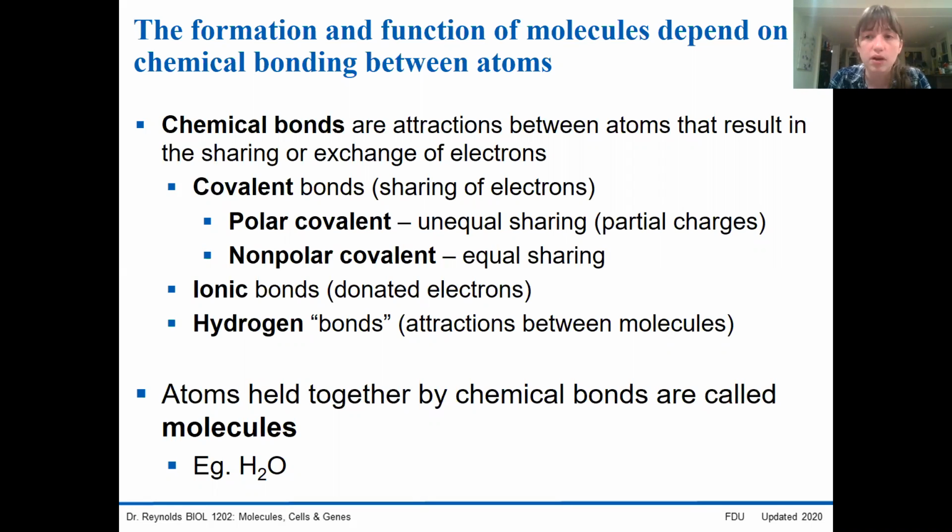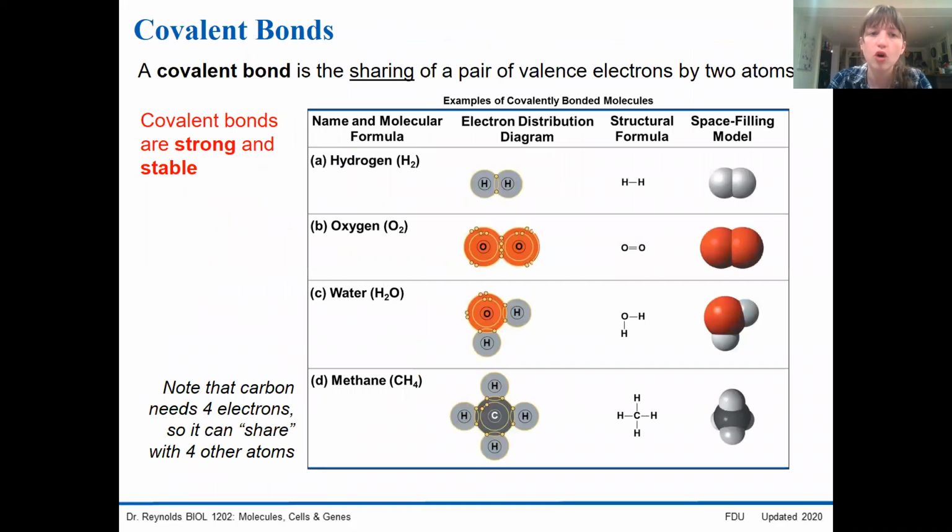And I do want to remind you that all these different chemical bonds together are what create larger things we know as molecules. Hence, this is molecules, cells, and genes. So if a covalent bond is the sharing of electrons, in this case particularly valence electrons between two atoms, that sharing results in a very strong, stable type of interaction.